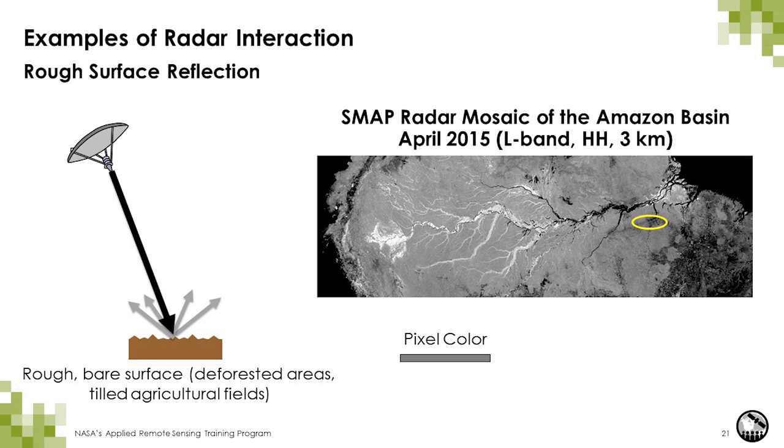And this example shows rough surface scattering delineated by the yellow circle on this SMAP radar image. This is an area of very low to no vegetation, and it's an area that has probably been deforested. Agricultural fields with low vegetation, tilled fields, savannas, bare fields, or in general areas that have low vegetation have rough surface scattering. And so they tend to be characterized by a very low backscatter.